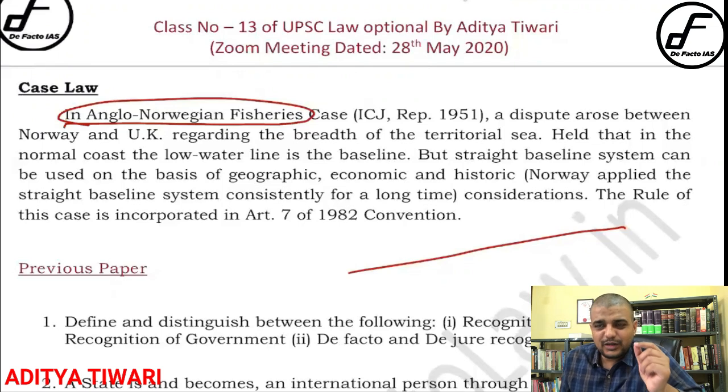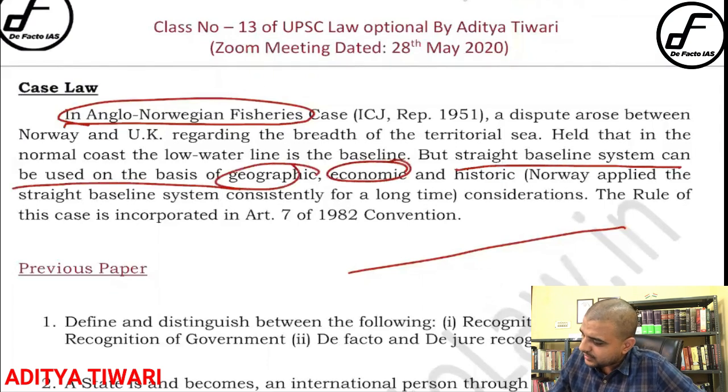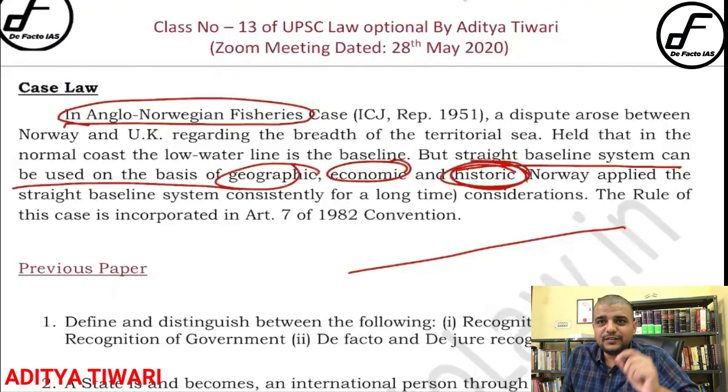Now that gives a very unique point: a state's line system can be used on the basis of geographic, economic, and historic aspects. If we have a customary international law and an express treaty provision, in the absence of customary international law the treaty provision will apply. But if there is a customary international law that has been properly recognized by both parties, then the treaty provision won't apply. That is a very unique point of law decided in the Norway fisheries case.